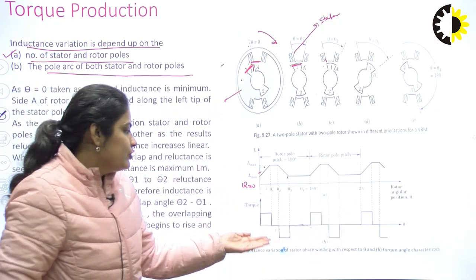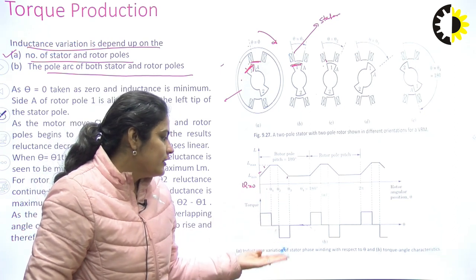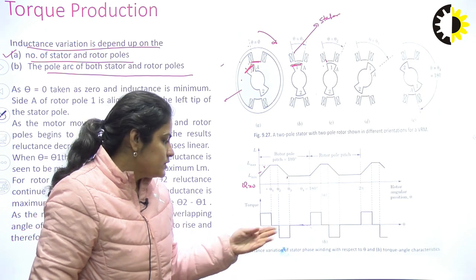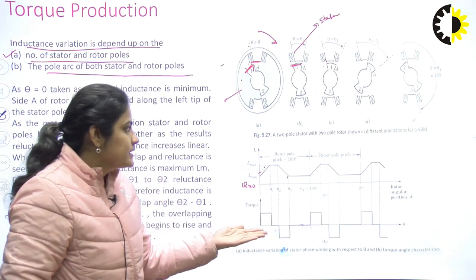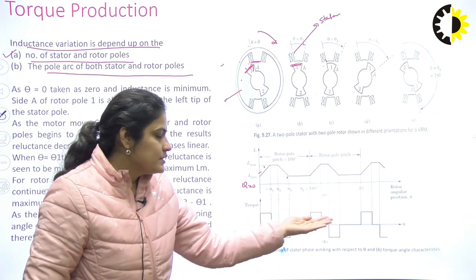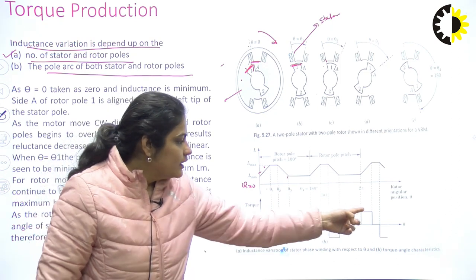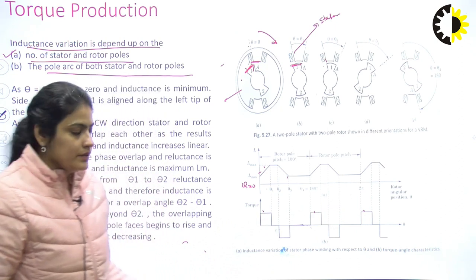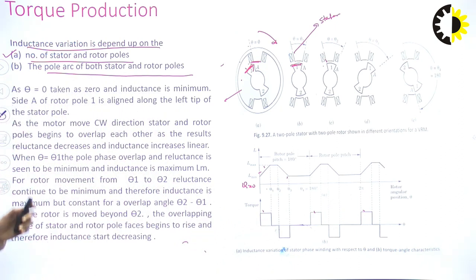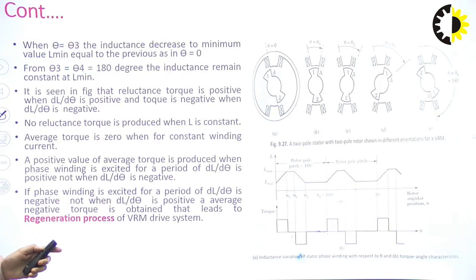According to that, if you need a positive torque, you excite the winding in such a way, and if you need negative torque, where the direction is opposite, the excitation will be like that only, because the average torque here is zero. So if you need a positive torque, you have to excite in this kind of sequence, right? This is how the torque is generated. With the help of switching on and switching off, you can easily get the torque.